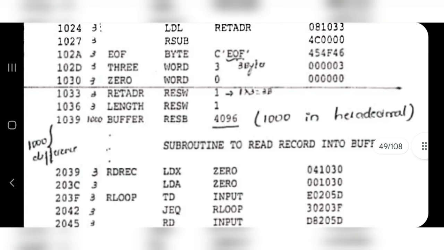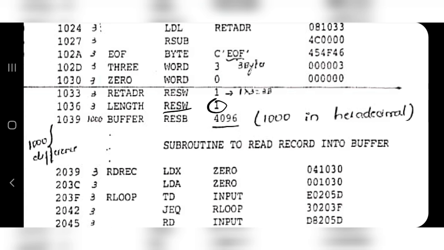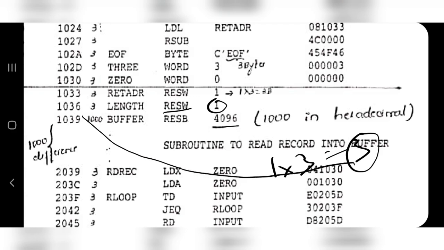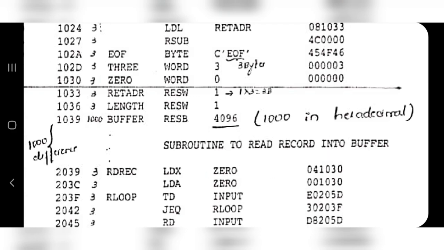So here, see, it's RESW only, but it is 1. So 1 into 3 will take place. 1 into 3 is 3. 3 will be converted to hexadecimal, that is 3 itself, and 3 was added. So it is 1036, 1039.